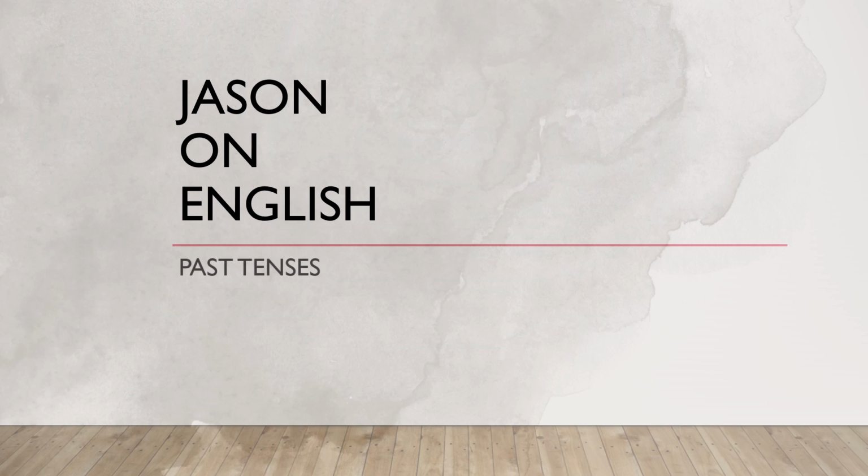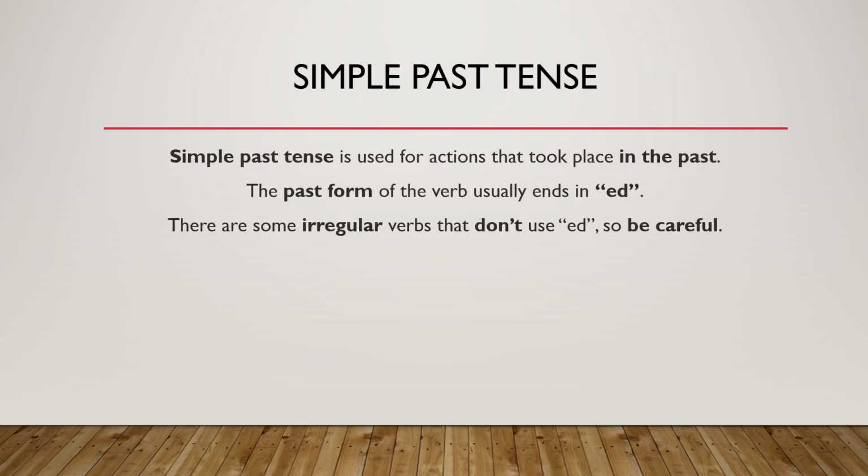Let's look at past tenses, simple and progressive. Simple past tense. Simple past tense is used for actions that took place in the past. The past form of the verb usually ends in ed. There are some irregular verbs that don't use ed, so be careful.